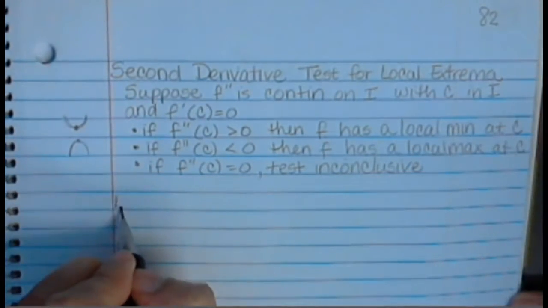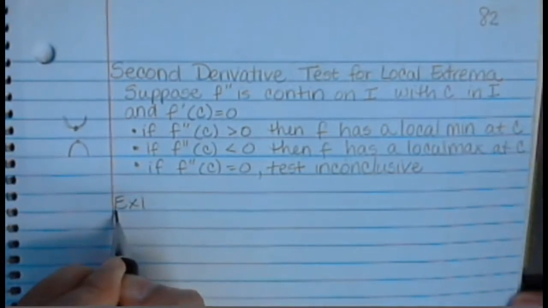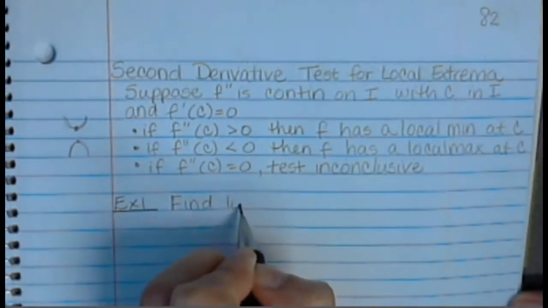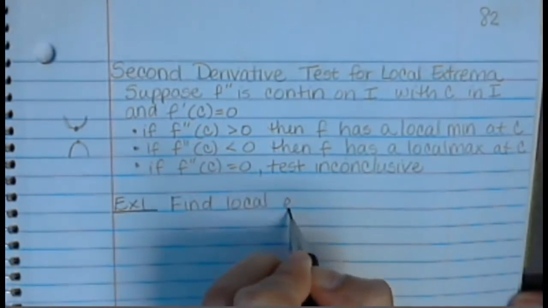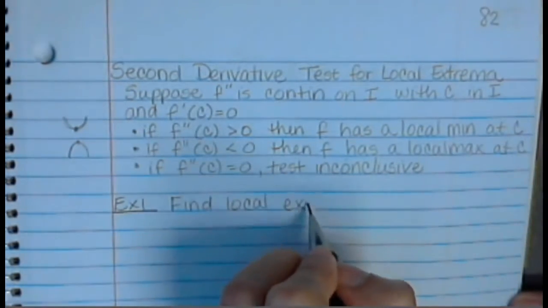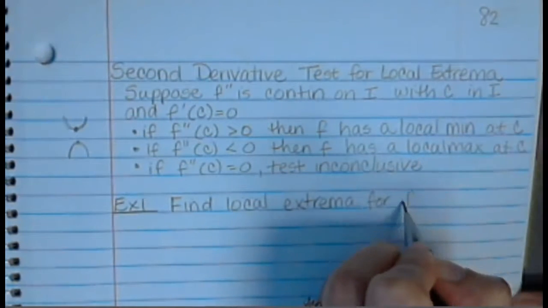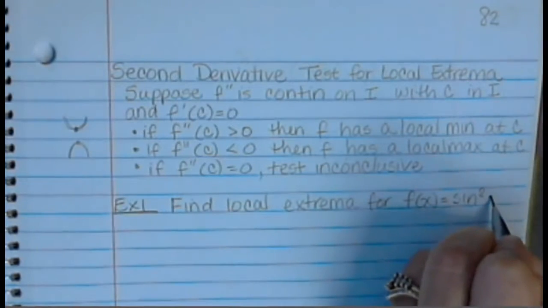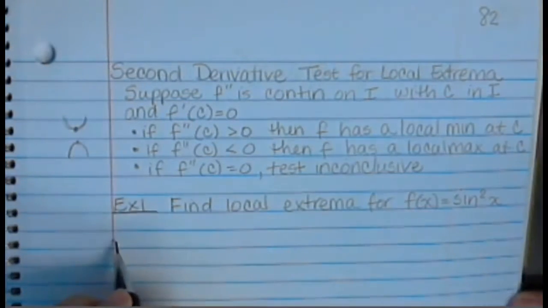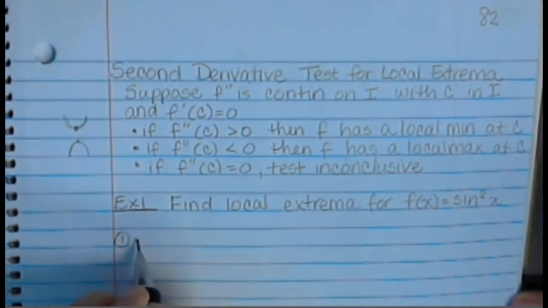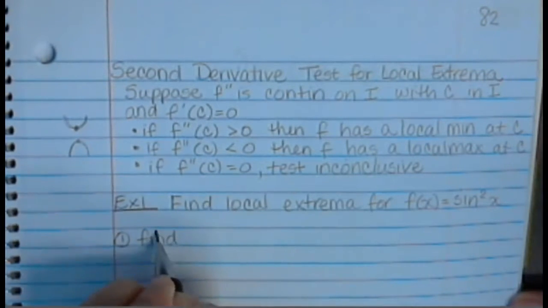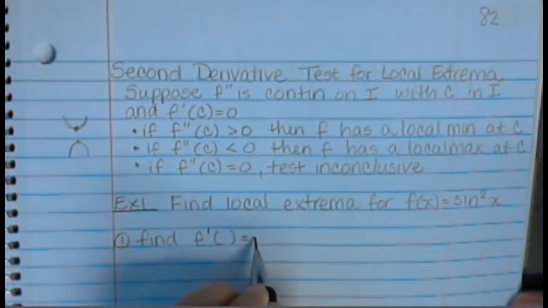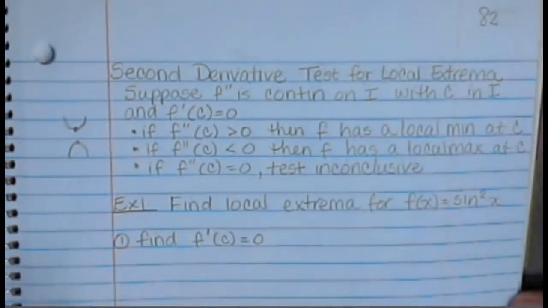So let's use this in example number 1. Our job is to find the local extrema. Remember, extrema is local max or min for f of x, where f of x is equal to sine squared of x. So the first thing we're going to do is find when f prime is equal to 0. So we're going to go find those c values.